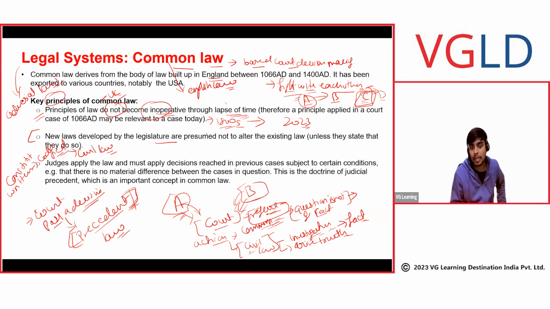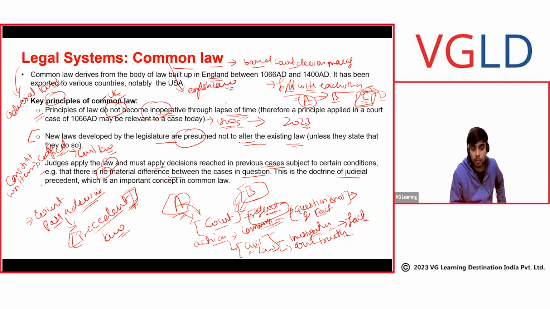New laws developed by the legislature are presumed not to alter the existing laws. So in common law, when you create a law, that law is presumed to not contradict the existing law, but rather supplement it and further enhance it. Judges apply the law and must apply decisions reached in previous cases, subject to certain conditions, that is, no material differences between the cases in question.